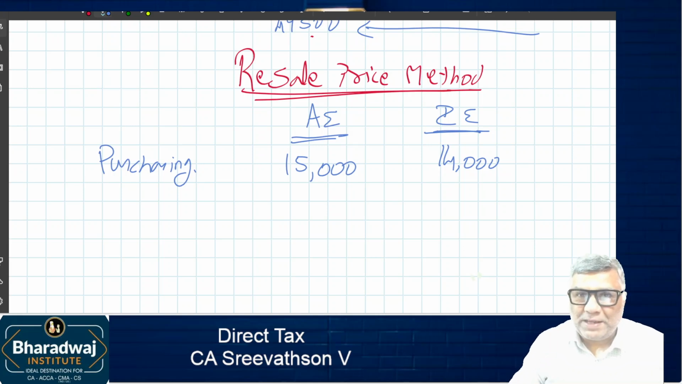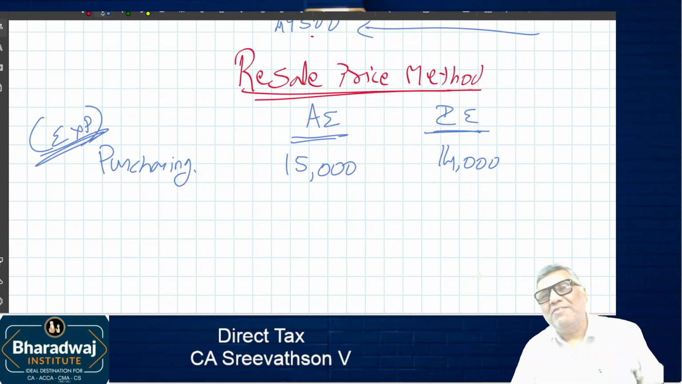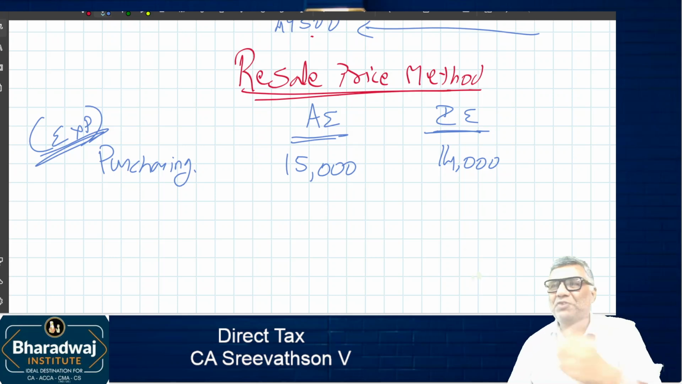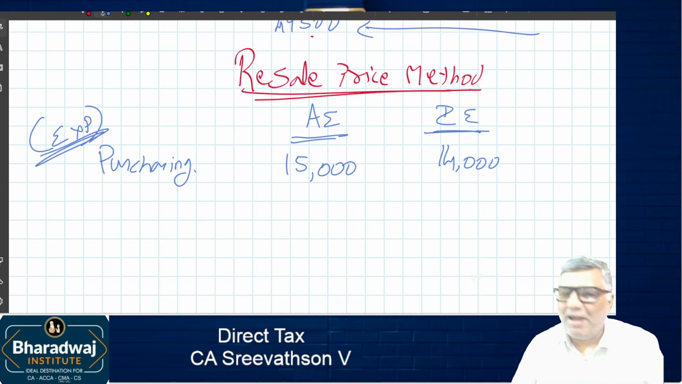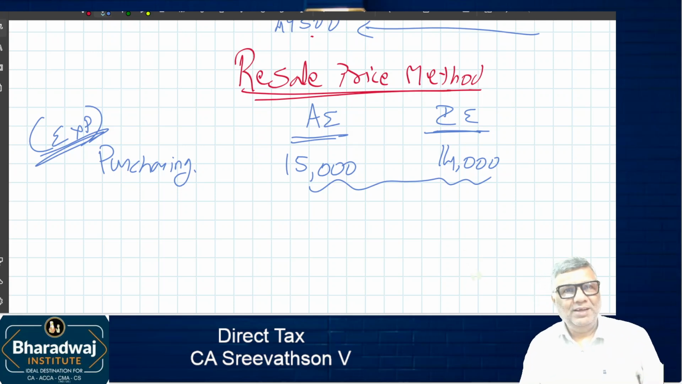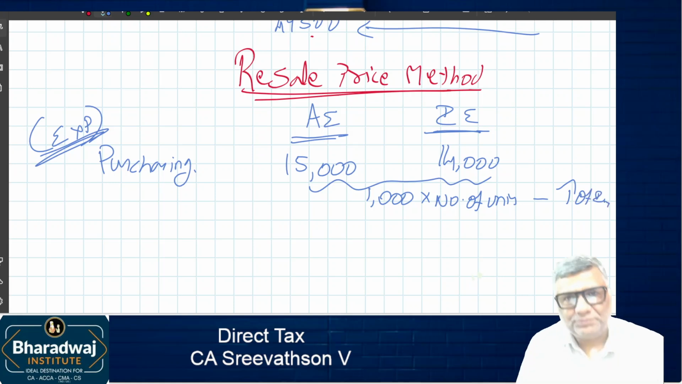Remember, this purchase is an expenditure. When it is available for 14,000, why will I ever pay 15,000? That means 1,000 rupees of my profit has been shifted. Now the law says 1,000 into the number of units will be my increase of income. Fundamental logic.